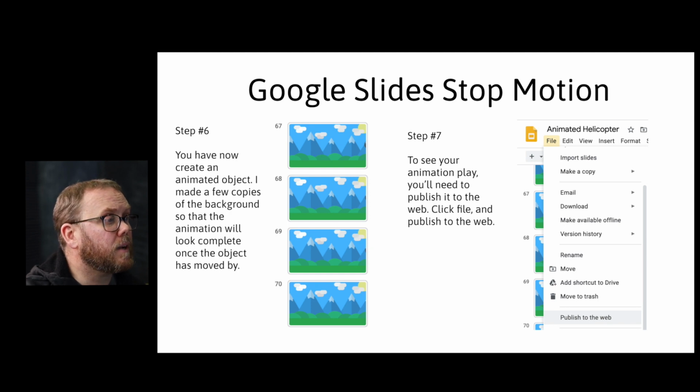So I made a few copies of the background so the animation will look complete once the object has moved by. And my next step is to see my animation play. All I need to do is publish it to the web. So you're going to click File and Publish to the web.